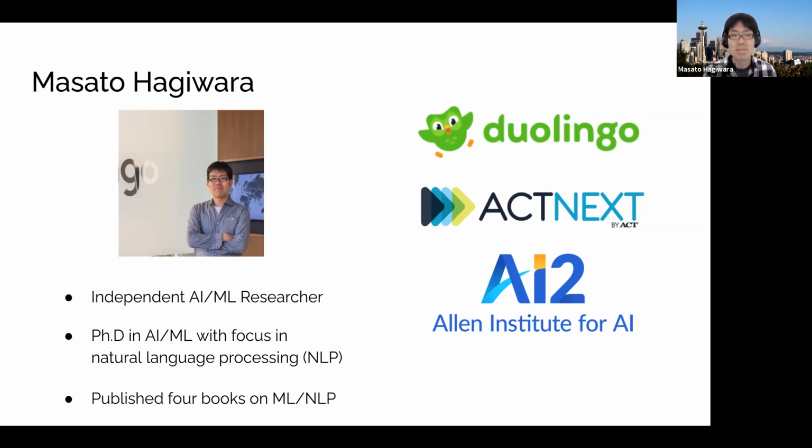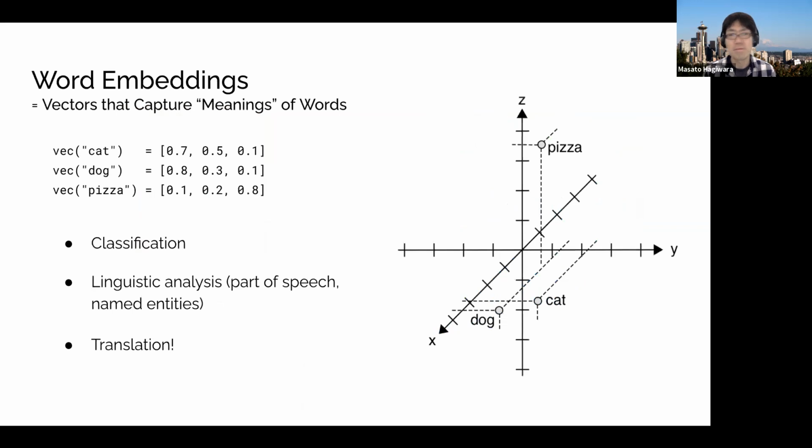Yeah, that's basically about me, and I can just dive into today's topic, which is word embeddings, or embeddings. What are word embeddings, or what are embeddings in general? They are just vectors, some mathematical representations of meanings of words. So here is a very simple example.